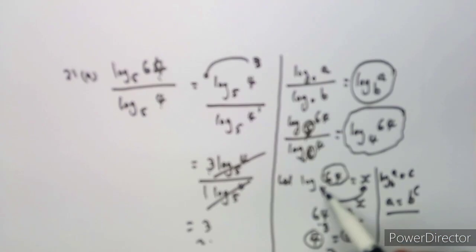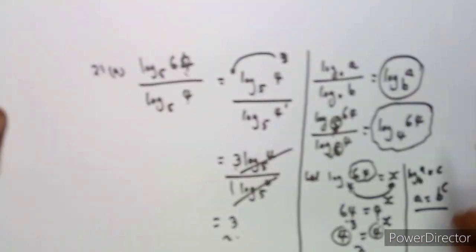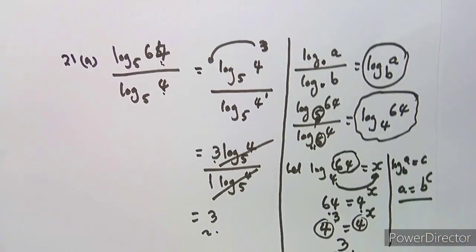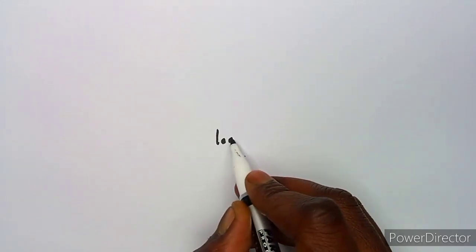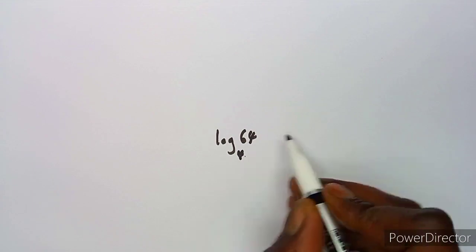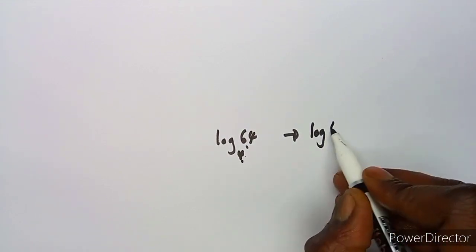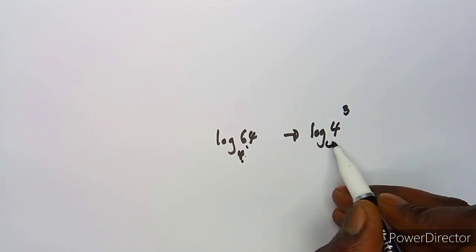Or at this stage, maybe I don't want to use this concept of let log this and that. But remember, guys, there's a concept also that I worked on, where I told you that if you are given a log at this stage, you can actually write it like log 64 in base 4. You can actually simplify this as, in base 4, log 4 to the exponent of 3 in base 4.